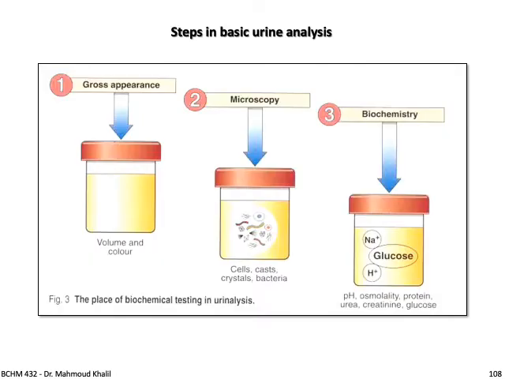So we summarize here: the first step is the gross appearance of the urine, volume and color. Then we see under the microscope the cells, casts, crystals, and bacteria inside the urine. Then you do the biochemistry to check the pH, osmolality, protein, urea, creatinine, and glucose.